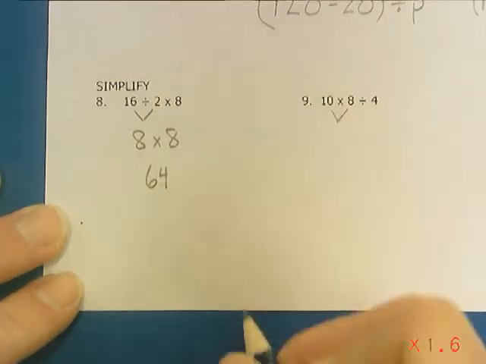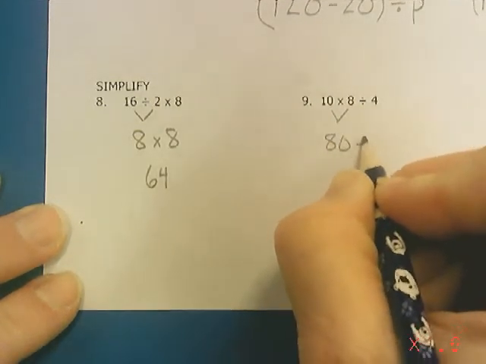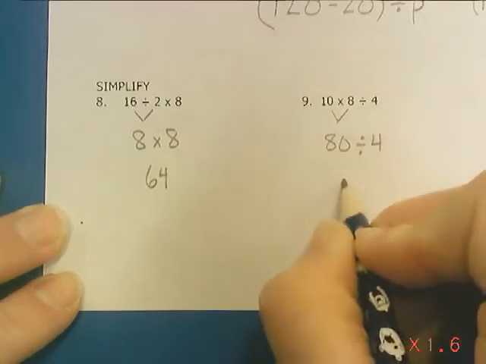So multiplication is on the left first. We'll do that operation first. 80 divided by 4, which is 20.